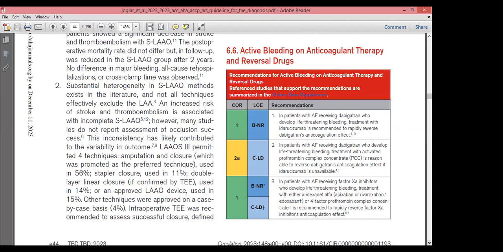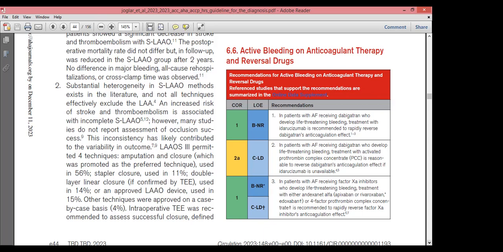So now they're talking about if there's active bleeding while the patient is on these anticoagulants, what are the means of reversing the bleeding? So, class 1 recommendation. In patients with AF receiving dabigatran who develop life-threatening bleeding, treatment with idarucizumab is recommended to rapidly reverse dabigatran anticoagulation effects. This is a class 1. So for patients on dabigatran, you use idarucizumab to reverse it, class 1 recommendation.